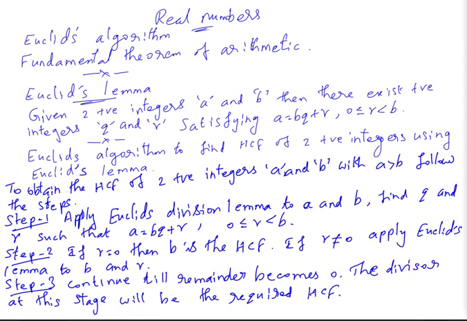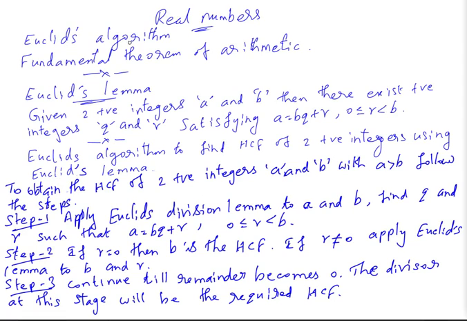Today we'll discuss Chapter 1, Real Numbers. In this chapter we are going to see some important properties of positive integers. First is Euclid's algorithm and the fundamental theorem of arithmetic. In this session we'll discuss Euclid's algorithm.